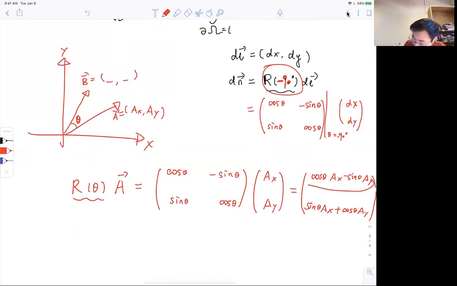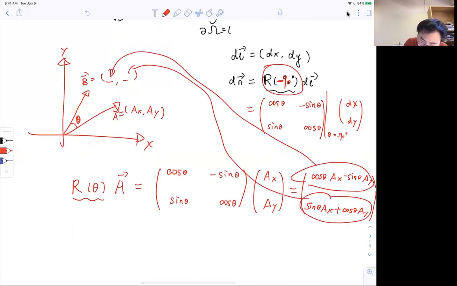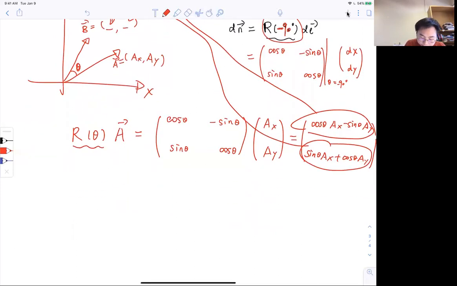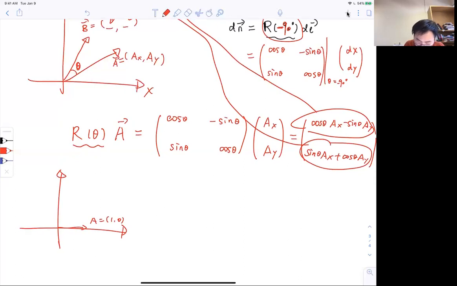Basically, this is the x component of this vector b, and this is the y component of this vector b. You can verify this very easily using some simple examples. For example, I have a vector a, which is (1, 0). Now, if I rotate it by 90 degrees, we know that eventually you will get a vector b, which is (0, 1), right?